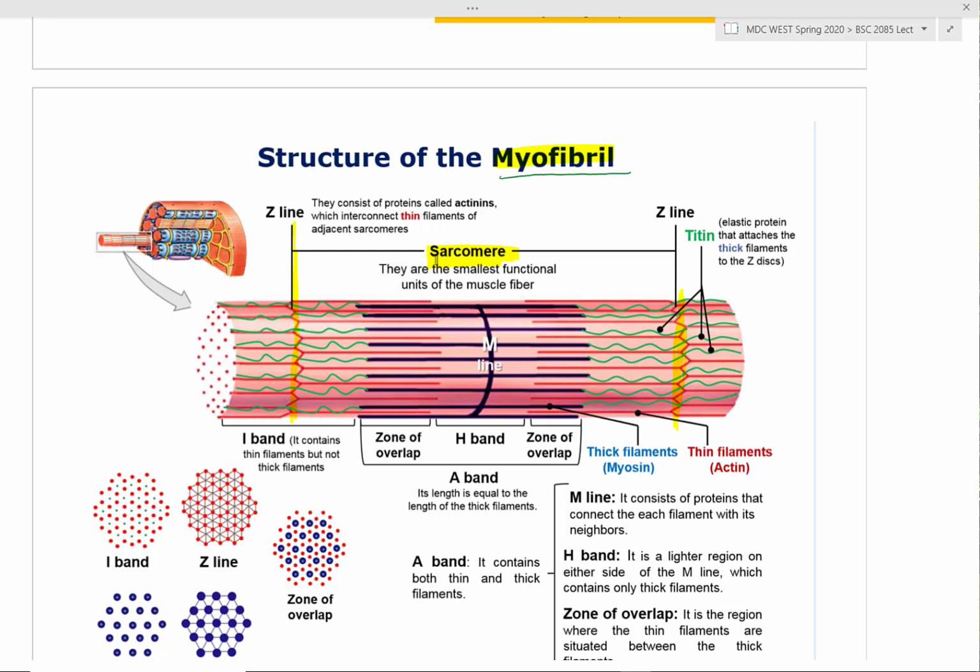I'm not going to go smaller than this. Trust me, I'm not. Now, what is the whole purpose of a sarcomere? This. Smallest functional unit of that muscle fiber. In other words, that is what actually truly contracts. When you have all these sarcomeres contracting inside that muscle cell, what is on top of the muscle cell?